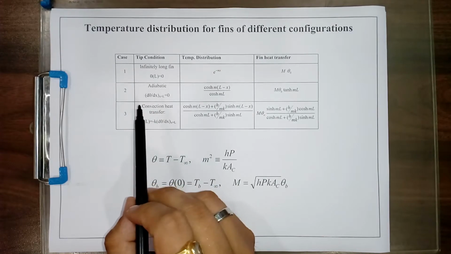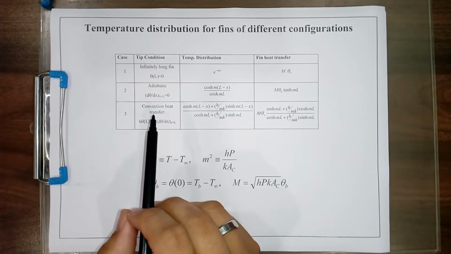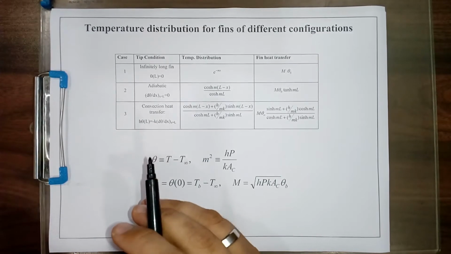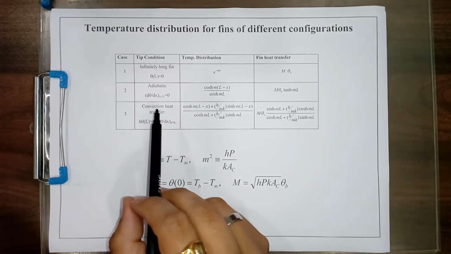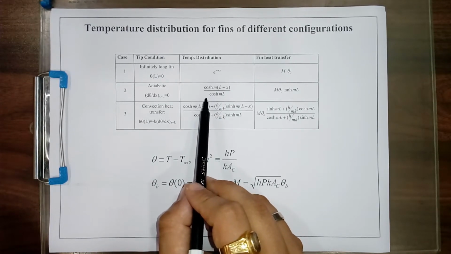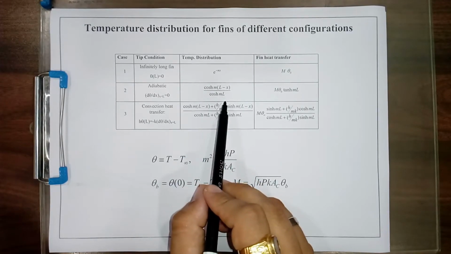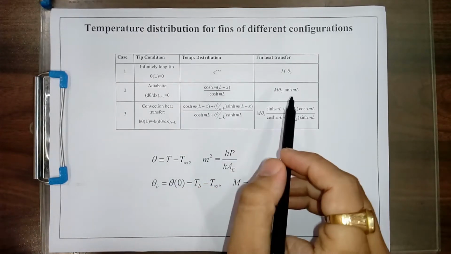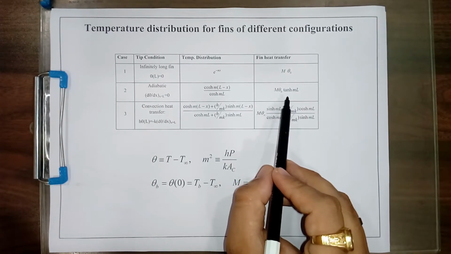In the second case we discussed the adiabatic fin, meaning the heat cannot be transferred at the tip of the fin. In other words, we can say that it is an insulated fin. In that, the temperature distribution we get is theta by theta naught equals cosh m(L minus x) upon cosh mL, and the rate of heat transfer, that is q fin, we get is m theta naught into tanh mL.